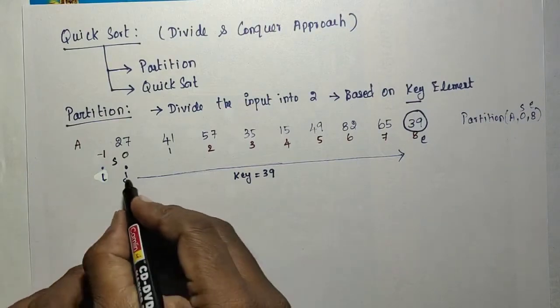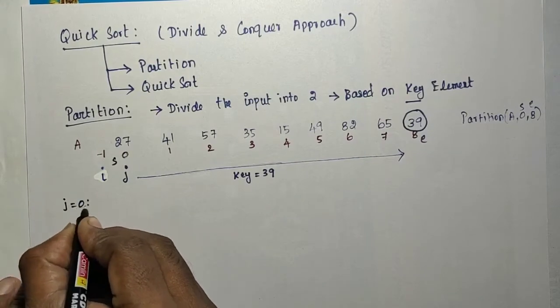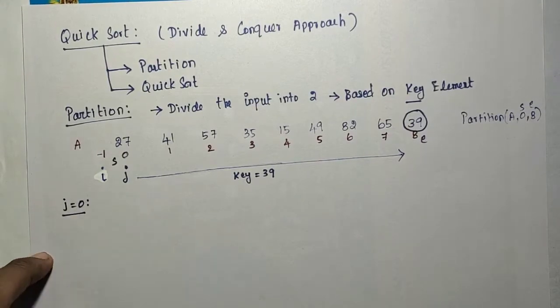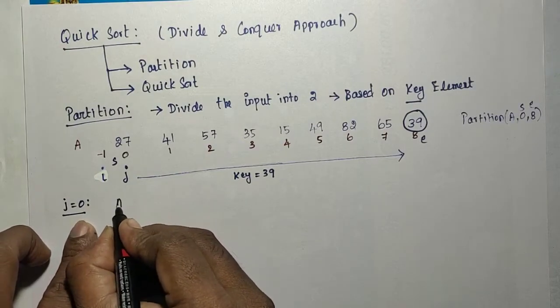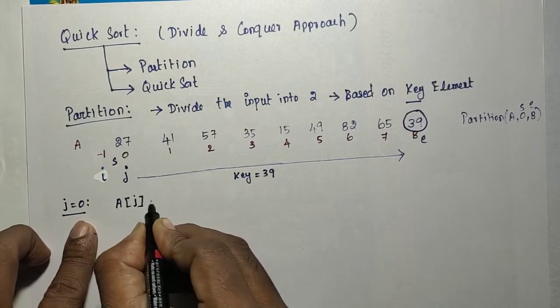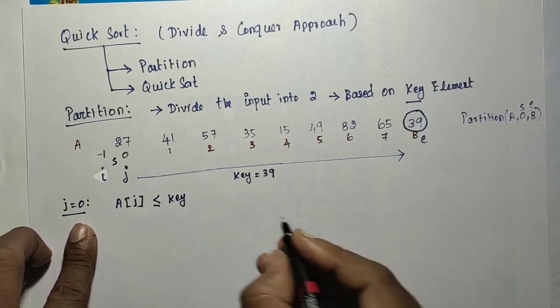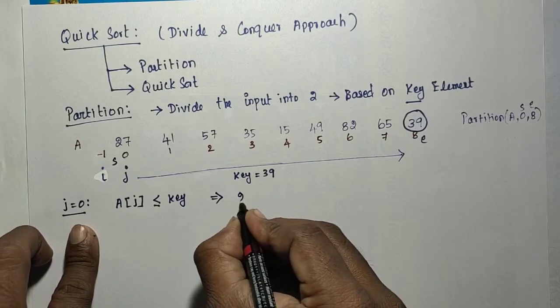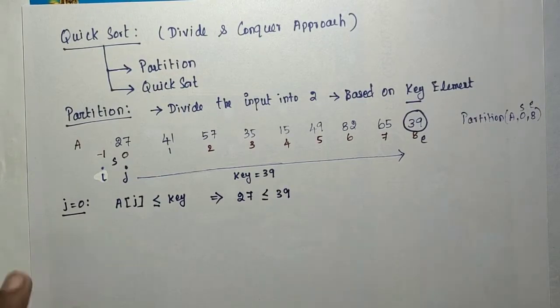So in the first iteration, J equals 0. So which will be compared? 27, the jth element. A of J is less than or equal to the key element, like that it will be compared. So 27 is compared: is it less than or equal to 39?